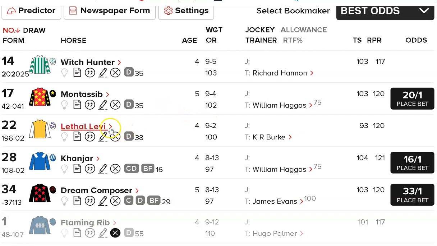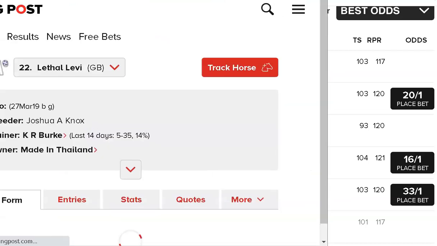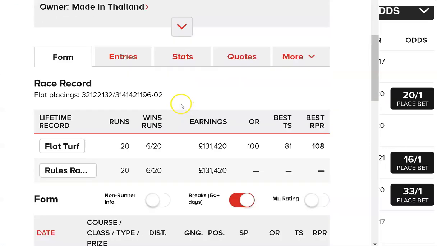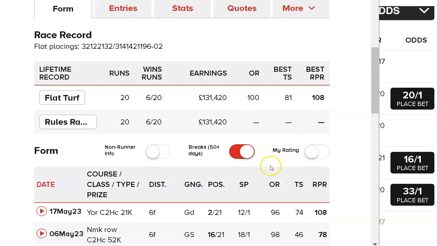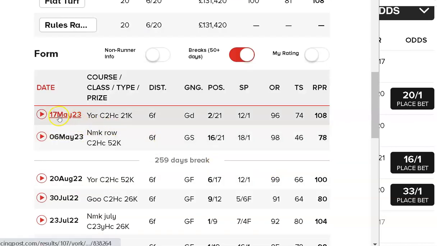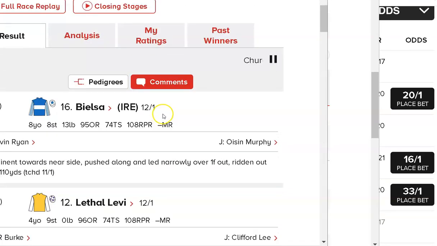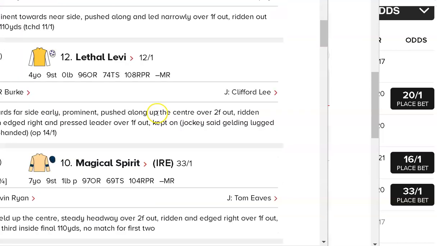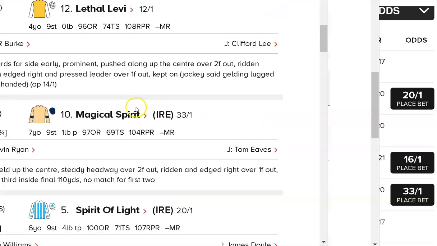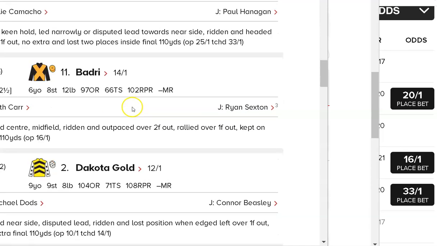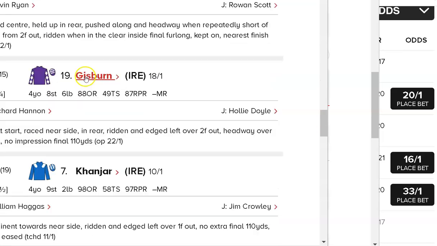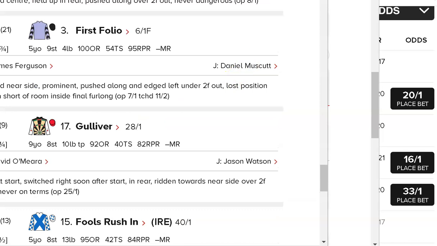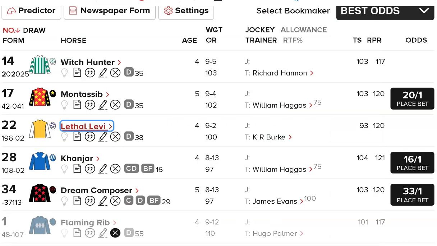Lethal Levi for Colbert. He ran an excellent race at York. But if I have a look at him, he has got put up £4 for running second. That was an okay run. Very good run, in fact. And only got beat second, but he is a front runner, or he will be in the van all the way. Badri came out of that race and won at Epsom, and Mr. Wagyu ran second at Epsom. So it's decent form, but I'm not going to be betting Lethal Levi, and I'll show you why in a bit.